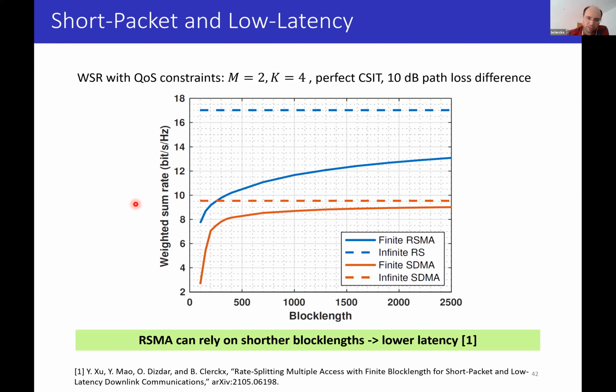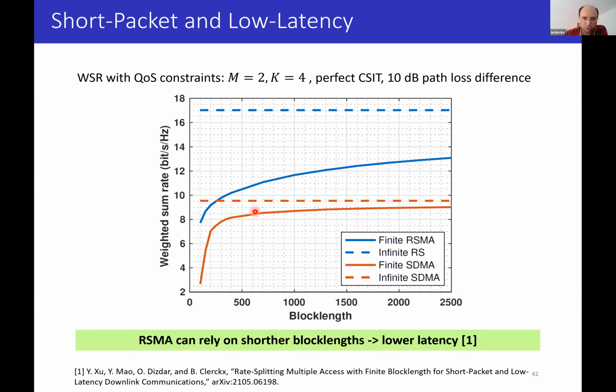So the plain lines show the increase when you have finite block length. As your block length increases, the sum rate of SDMA and also RSMA increases. And in the limit of infinite block length, the red one, the plain line, will converge towards the dashed line. But what is interesting is the following one.